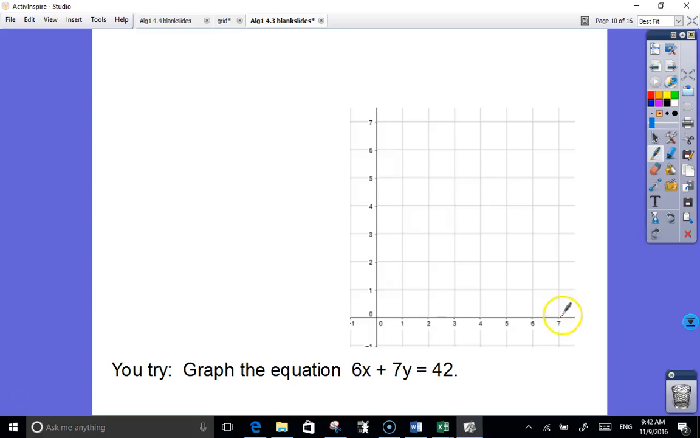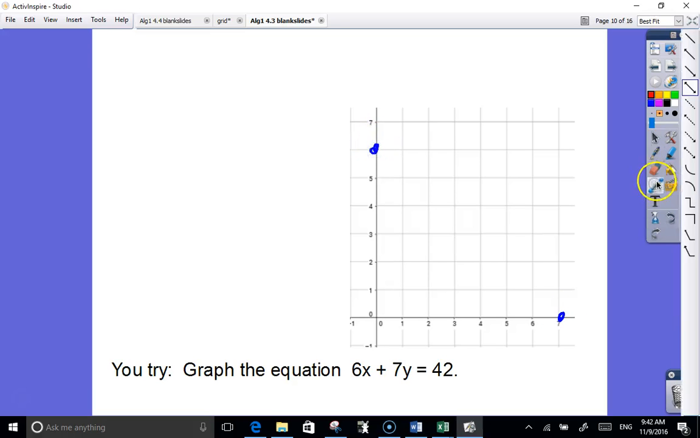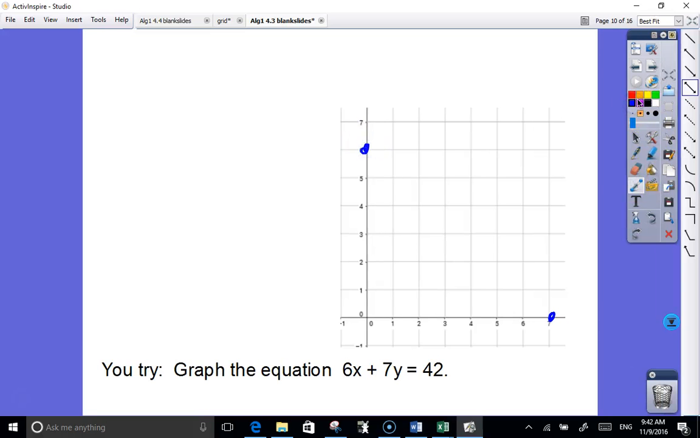Could you put a 0 for the x? You put a 0 for the x, so you have y equal. So it's 1 point. That's your y-intercept.